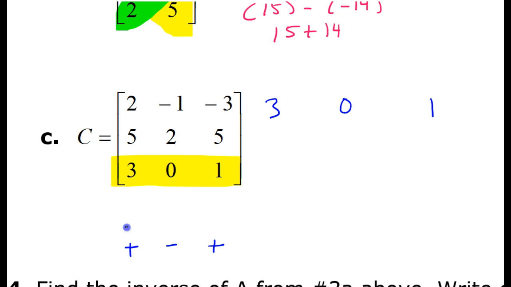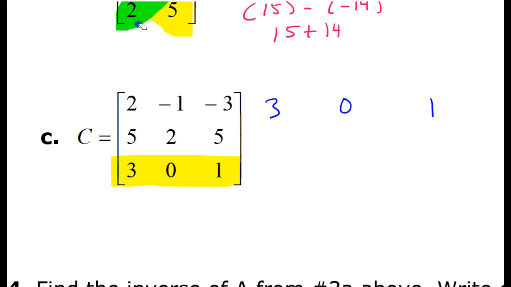If I did the middle row, the sign pattern would be minus, plus, minus. Whoops. I said minus, plus, minus, which means change it, keep it the same, change it. And if we were to use the top row, it would be back to keep it, change it, keep it again. So keep this sign pattern in mind.